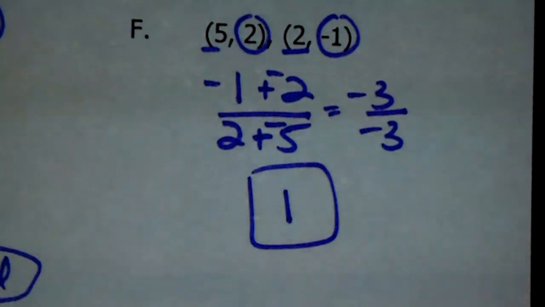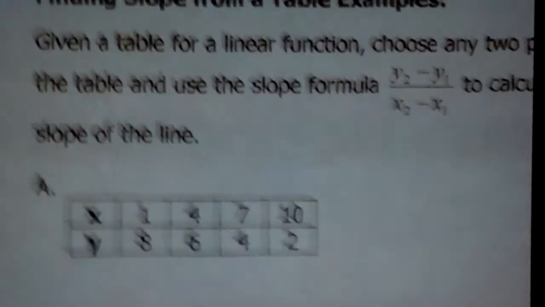If I give you 2 ordered pairs, you can find the slope. Now I want to be able to give you a table for you to find the slope. So here is how you do it. This is how we do it.